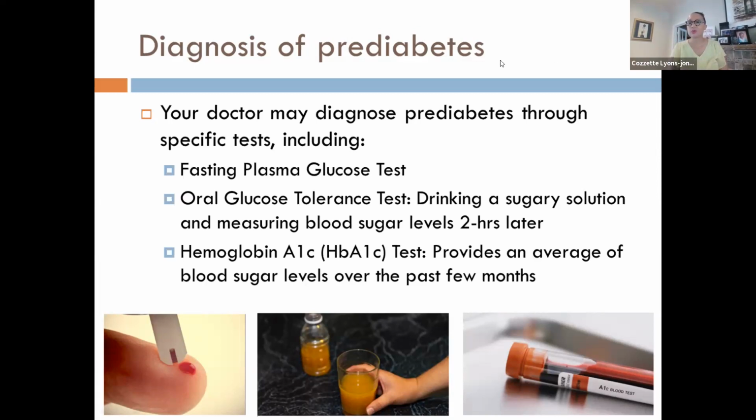It's like a 75-gram load of sugar. And then 2 hours later, we'll test the blood to see what happens with the sugar, how the body handles that sugar. Now, if everything's in order, the insulin should be able to handle it and bring it down appropriately. If not, you'll see a range in pre-diabetic stats from 140 to 199.